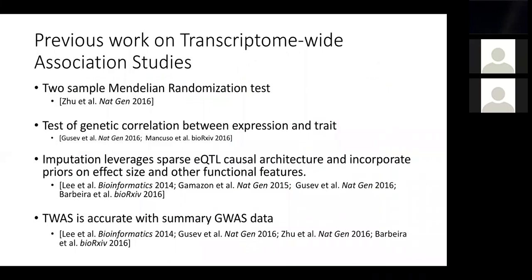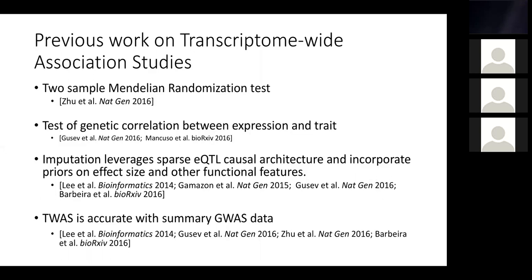There have been a number of studies in the past few years looking into this sort of approach, and they're all different ways to view this framework through different lenses. So there are at least a couple of potentially useful interpretations that I'm just going to briefly mention. First, Zhu et al. pointed out this can be viewed as a two-sample Mendelian randomization test, which uses the top eQTL SNP as an instrumental variable for gene expression, which mediates the effect on trait.